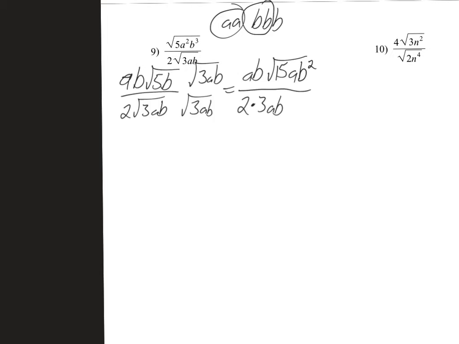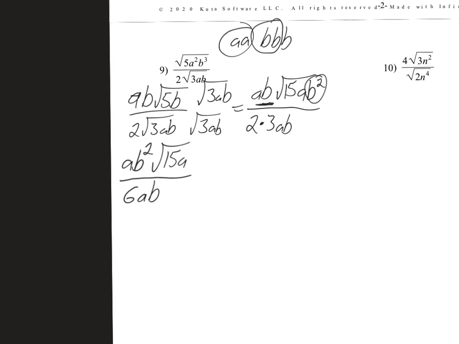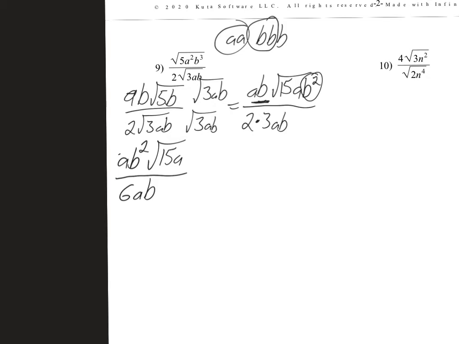So I have a pair of B's on the inside right here, so I have A, B squared because I had this B already, radical 15A over 2 times 3 is 6AB. Okay, so now let's go ahead and simplify this down. So these A's are going to cancel. So I'm going to get rid of this A and this A. There's 2 B's. I took away 1, so that's going to give me B radical 15A over 6.